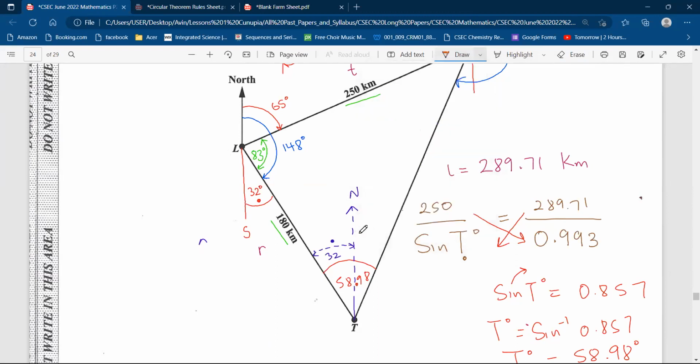How much is this angle here? If this whole angle is 58.98, and here is 32, do you all think you can calculate this angle over here? Whole thing is 58.98. I see slightly different answers coming up here. Well, sorry, 26.98.